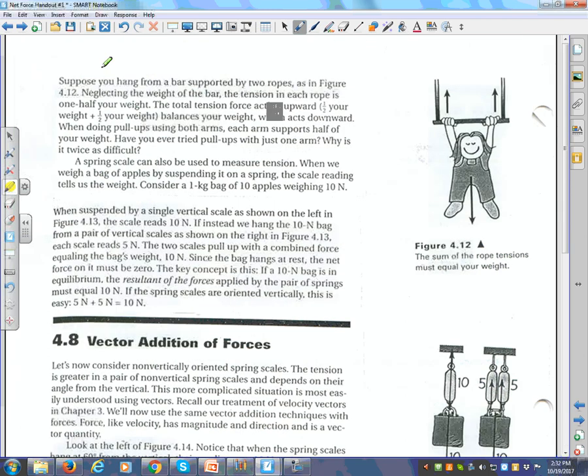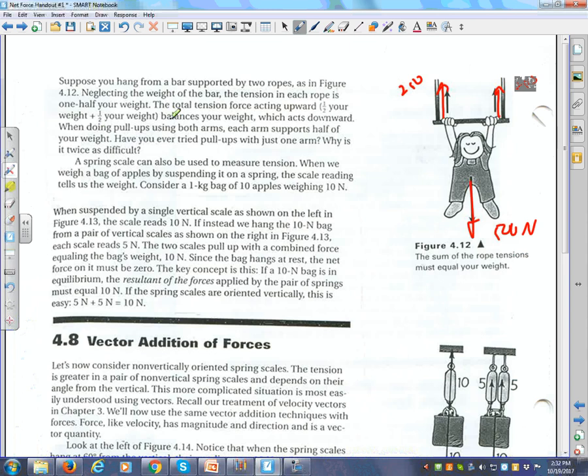Now suppose you're hanging from a bar supported by 2 ropes, as in figure 4.12. Here you are right here. Neglecting the weight of the bar, the tension of each rope is 1/2 your weight. The total tension force acting upward is 1/2 your weight plus 1/2 your weight. So over here, let's say you have 500 newtons of weight force, then you'd have 250 there, 250 over there. Makes sense, right?